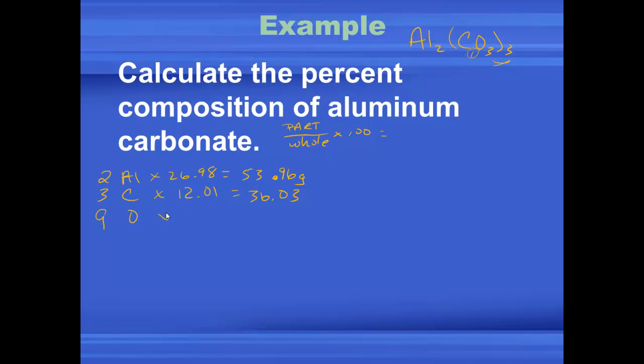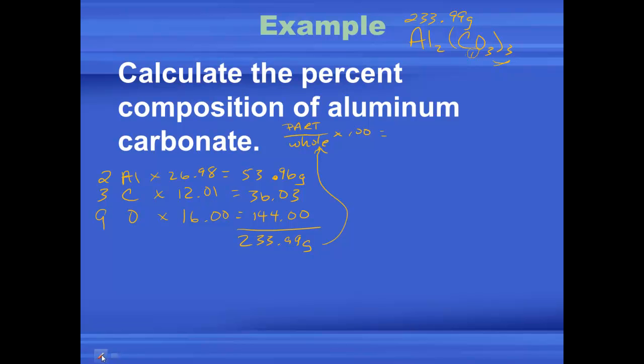And then I have 3 times 3 for my oxygen. So 9 oxygen, and oxygen on the periodic table 16.00. So 9 times 16 is 144.00. I add those 3 up to get my molar mass. 53.96 plus the 36.03 plus the 144. And for this I get 233.99 grams. So that's my whole right there. My aluminum carbonate has a molar mass of 233.99 grams.